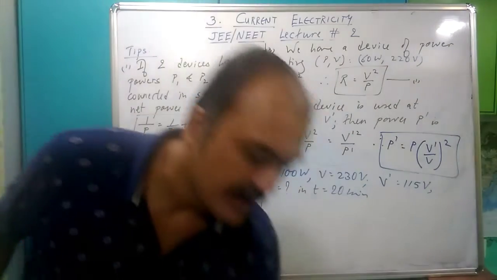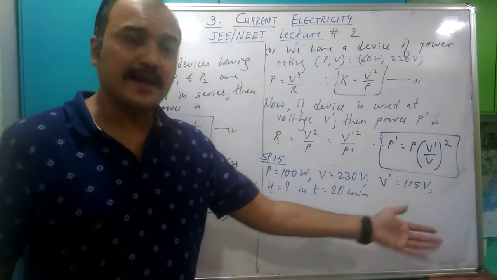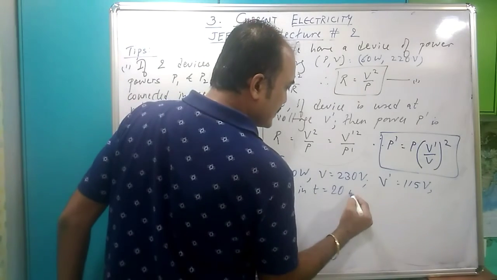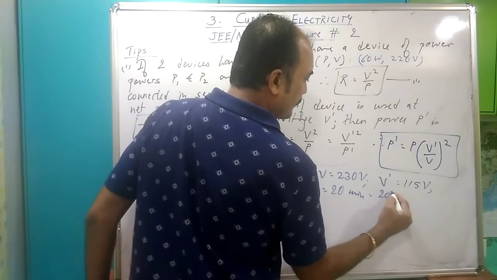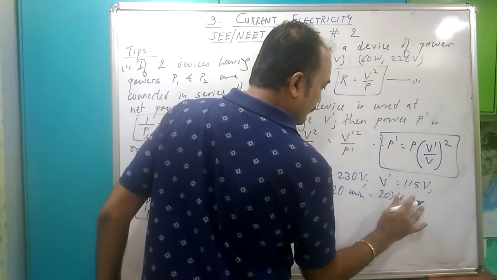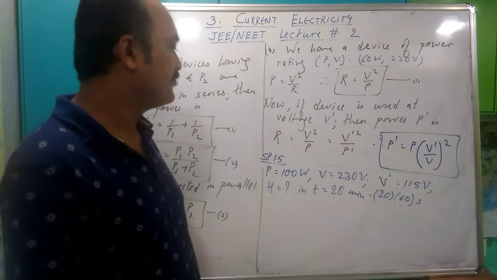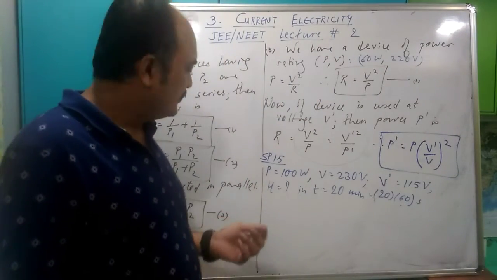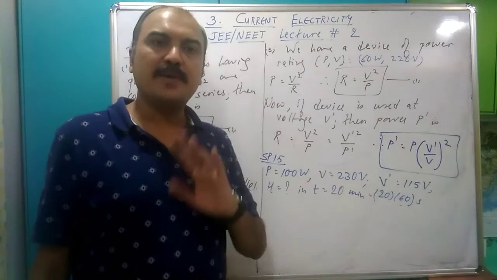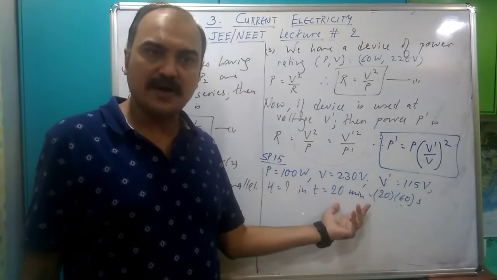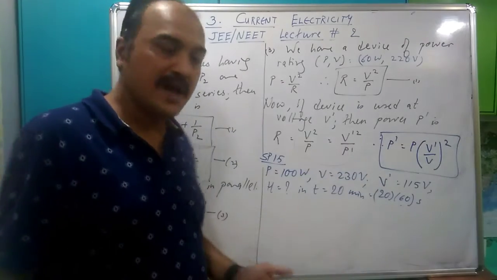Well, I might as well have converted this into second because the answer they have required is in joule. So 20 into 60 second. We can do the calculations later. Sir, heat manga hai. Isn't power heat upon time? So heat is power into time. That is why they have given us power. But we have to find the new power.